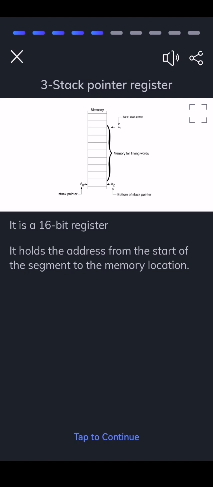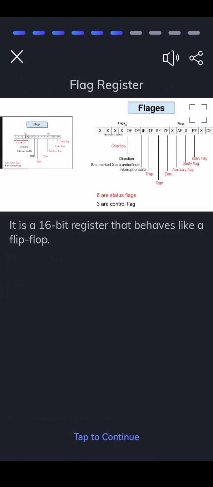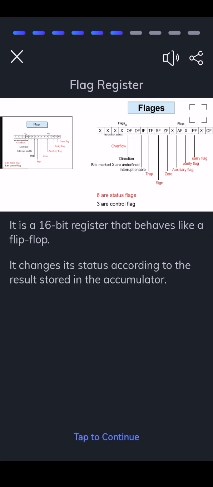It holds the address from the start of the segment to the memory location where a word was most recently stored on the stack. It is a 16-bit register that behaves like a flip-flop. It changes its status according to the result stored in the accumulator.